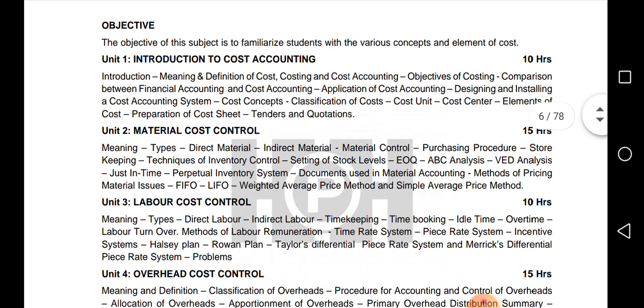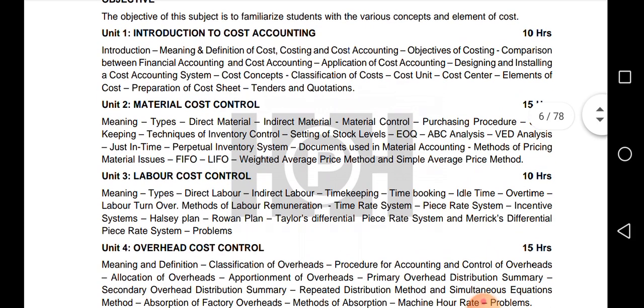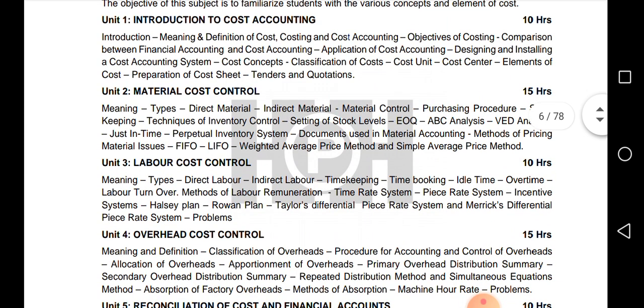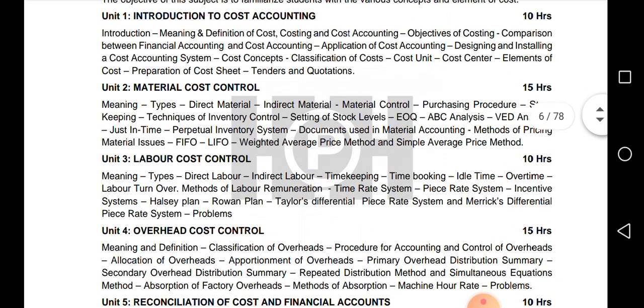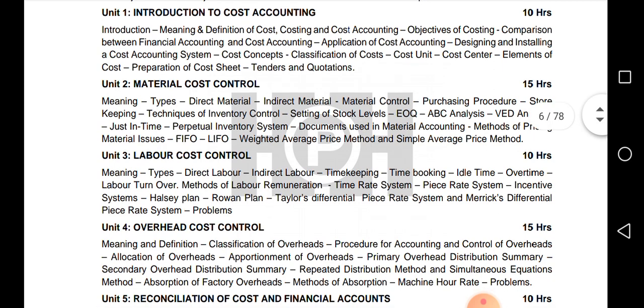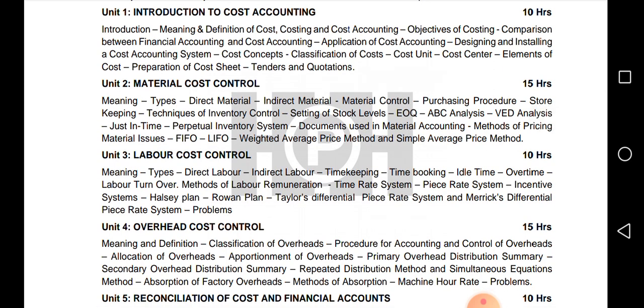Unit 1 is going to elaborate what the purpose of cost accounting is, what the importance and objectives of cost accounting are, and we have simple problems on some basic cost sheets and costing information. Unit 2, you need to showcase material cost control. You have to analyze the different techniques used while dealing with material cost control.